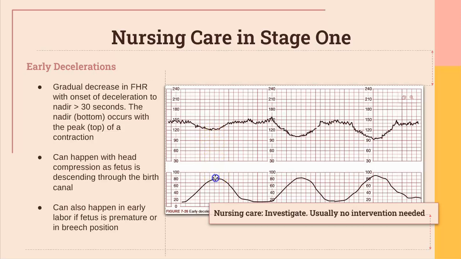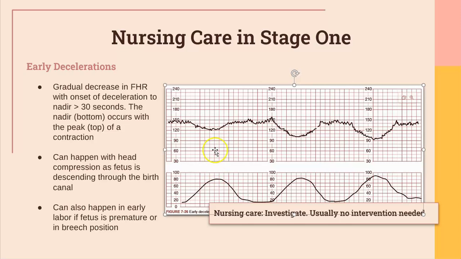And that matches up with the peak of the contraction. So the nadir matches the peak. They almost mirror each other, so they're opposite of each other. Then mom stops contracting, and baby goes back to the baseline. Again, the nadir is gradual and takes more than 30 seconds. It's matching the peak. The contraction ends right here, so mom's having a rest, and baby goes back to baseline. Totally expected.